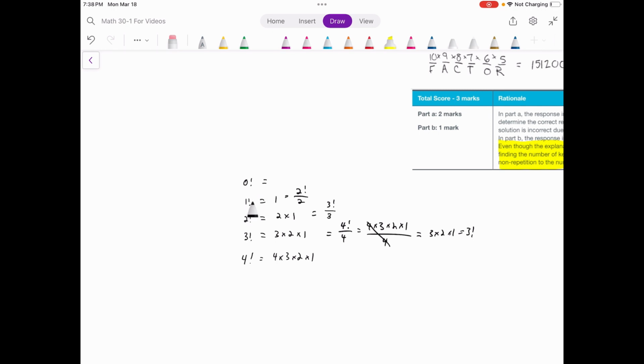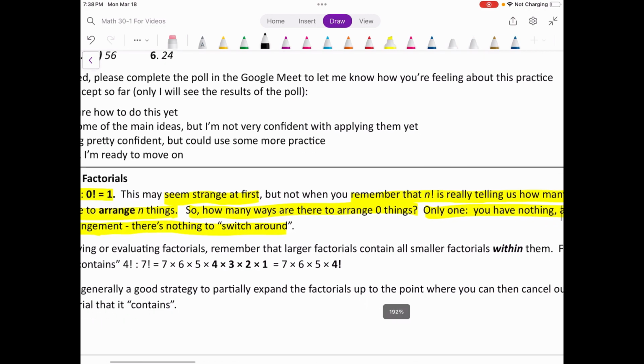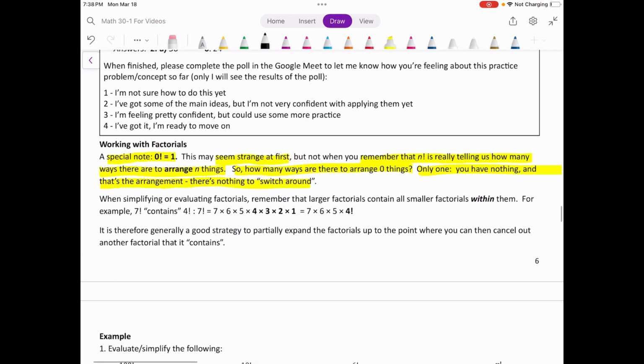So continuing this pattern, what would 0 factorial be? Well, it would be 1 factorial over 1. And 1 factorial is just 1, so we have 1 over 1, which is 1. Okay, and so that is a mathematical logic behind why 0 factorial is 1.